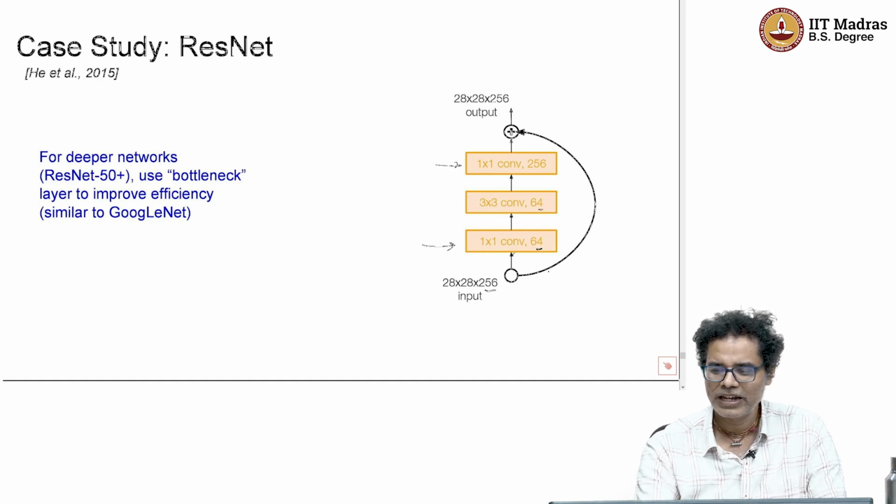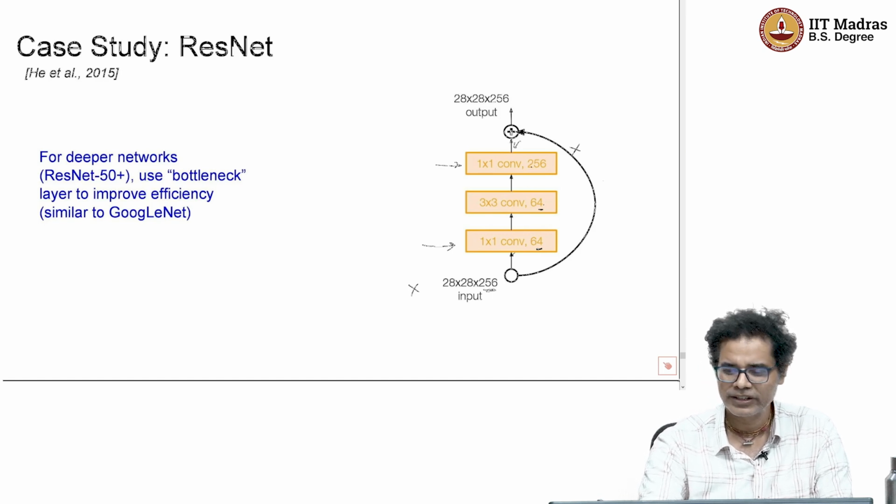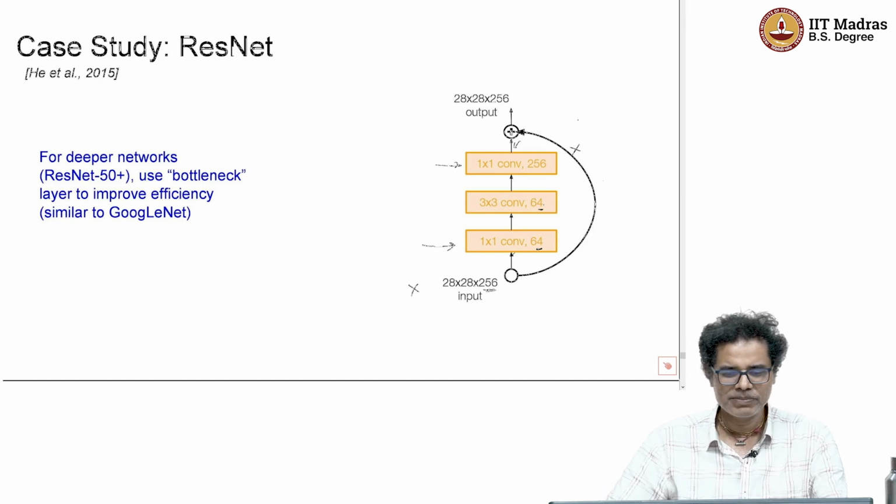Because this is the input and this input is getting added, whatever this x is, I'm adding this x. So the number of channels here should be the same as the number of channels here. So if I reduce it, again I have to increase it. So again I'm using 1x1 convolution. But by using this, the total number of computations is less, and that is what is used, similar to GoogleNet for larger networks.